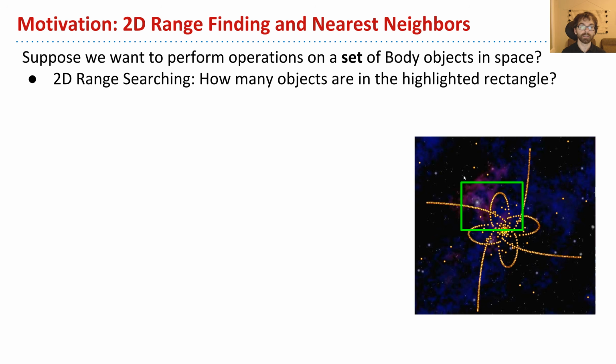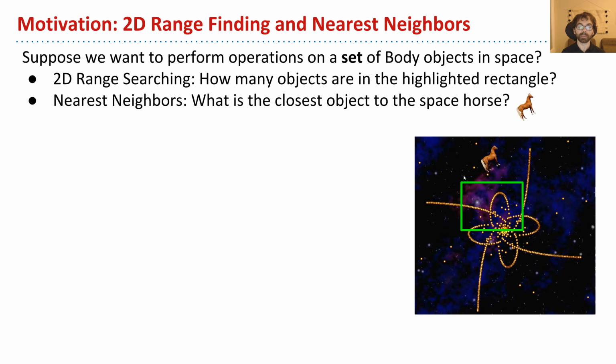Another would be nearest neighbors. So I could say, what is the closest object to this space horse that I just added? And it's right here by the hoof. Okay. So we could do this with our normal set implementations, either hash tables or binary search trees.